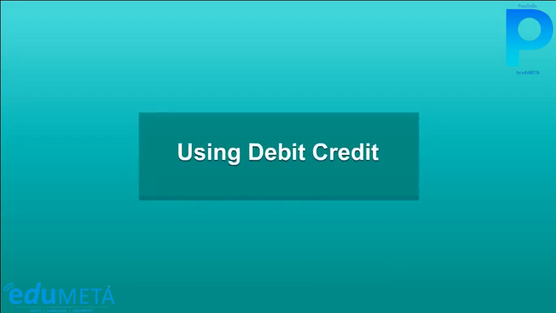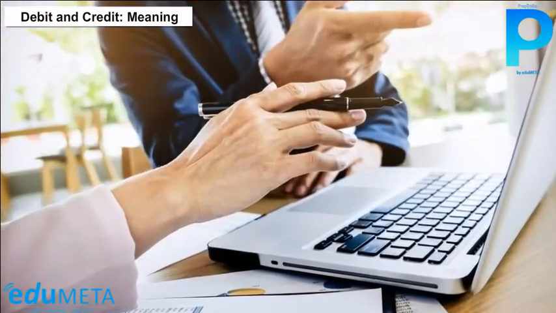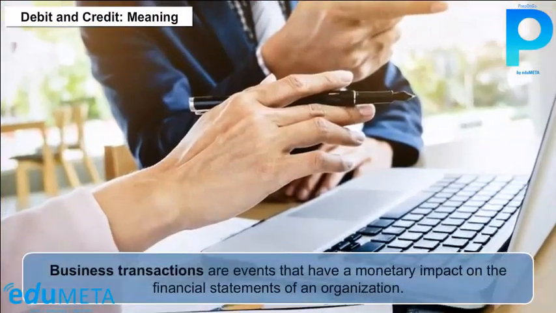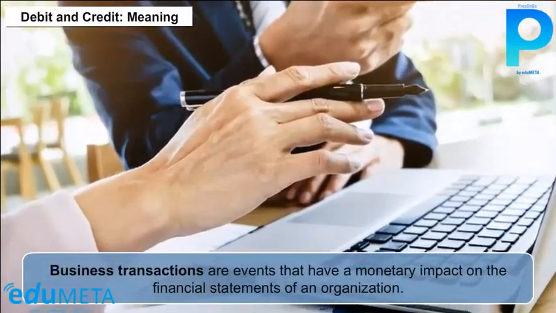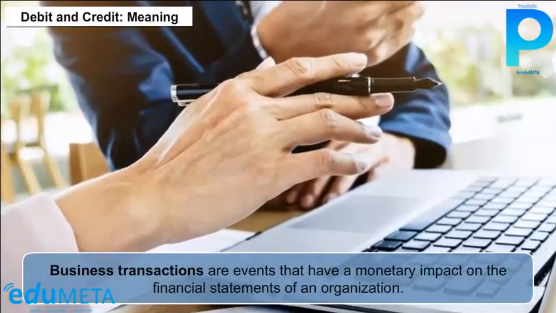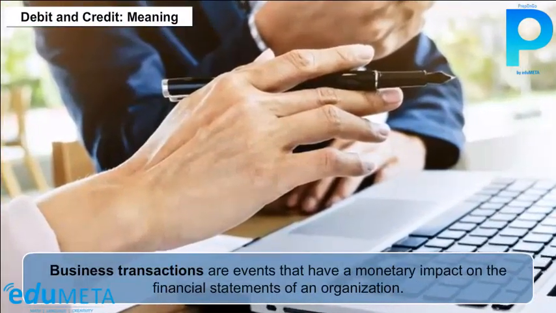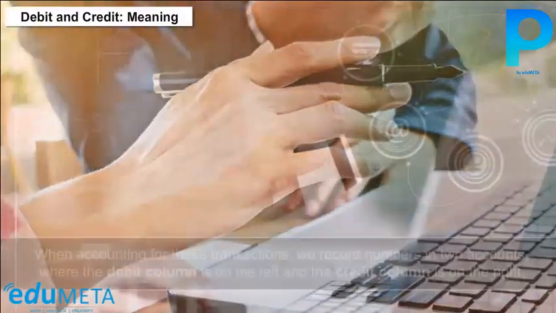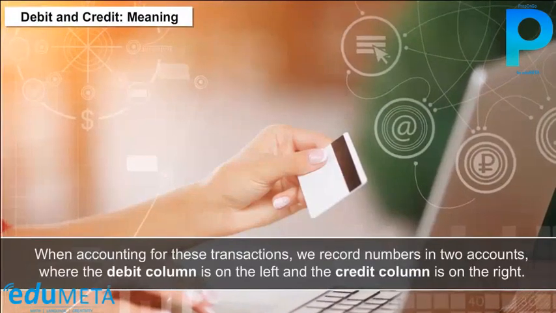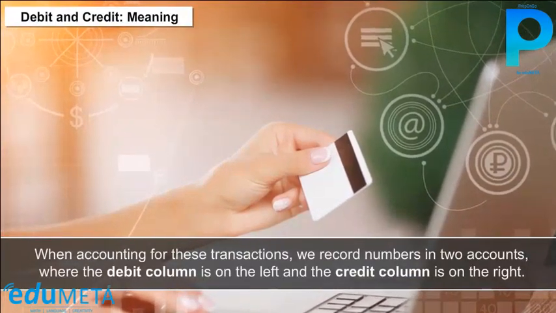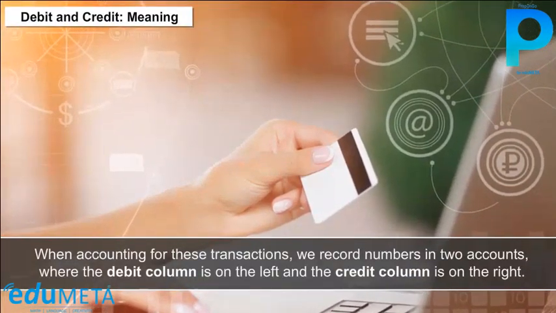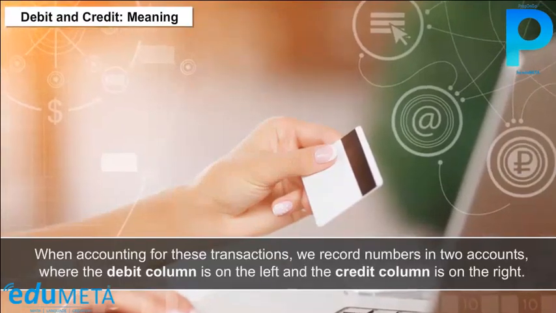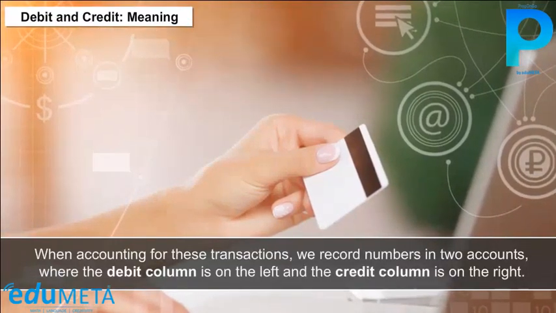Using debit credit. Debit and credit, meaning. Business transactions are events that have a monetary impact on the financial statements of an organization. When accounting for these transactions, we record numbers in two accounts, where the debit column is on the left side and the credit column is on the right side.